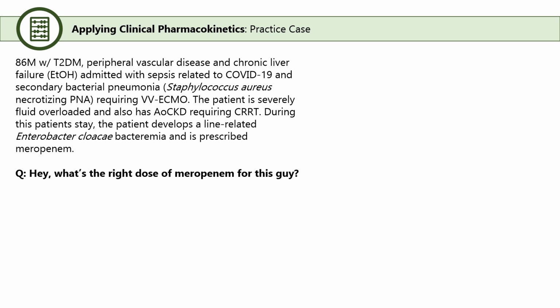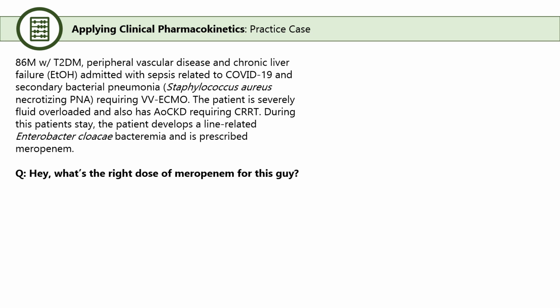Let's briefly discuss an example to demonstrate how actually applying clinical PK instead of evidence-based medicine at the bedside is simply more complicated than we should be attempting. An 86-year-old male, for example, type 2 diabetes, peripheral vascular disease, chronic liver disease, admitted with sepsis related to COVID-19, and secondary bacterial pneumonia with Staph aureus necrotizing pneumonia, requires VV ECMO. The patient is severely fluid overloaded, has acute on chronic kidney disease requiring CRRT. During this patient's stay, the patient develops a line-related Enterobacter cloacae bacteremia and is prescribed meropenem.